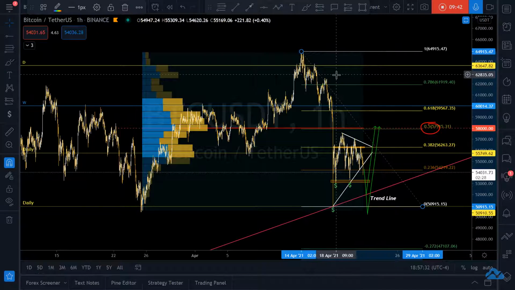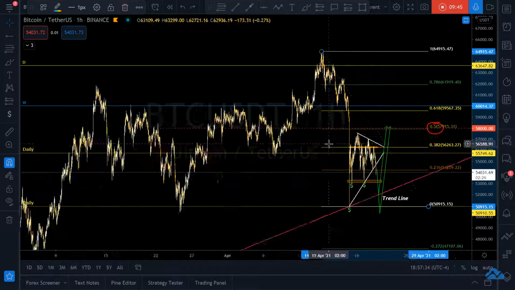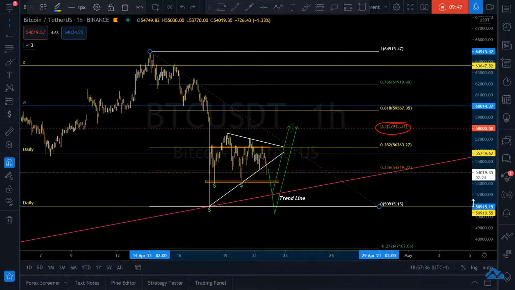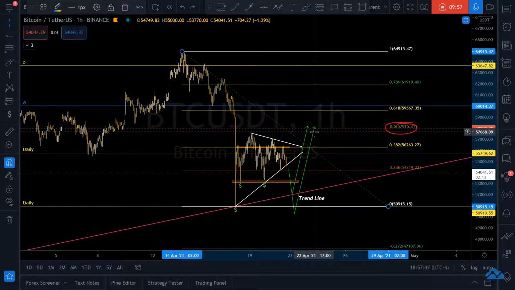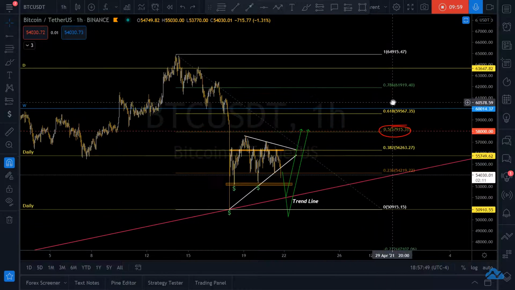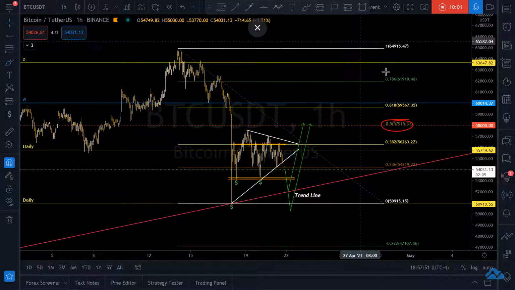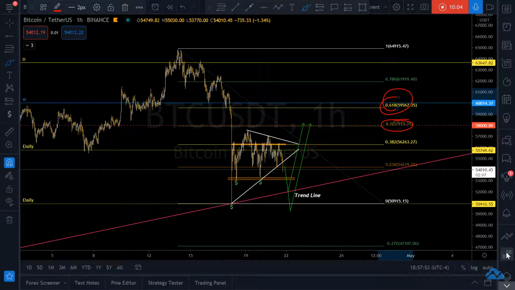Okay, let's see. Also, let's go into the daily. Let me go to the daily. Did I already go through the daily? Let's talk about where price could go higher. All right. You see, we also have the golden ratio, 618. That Fibonacci retracement level. Now that's going to act as strong support.